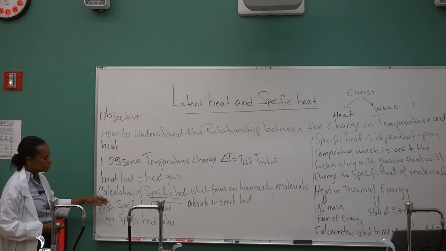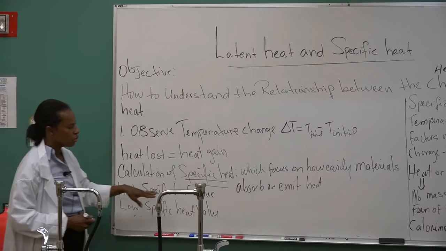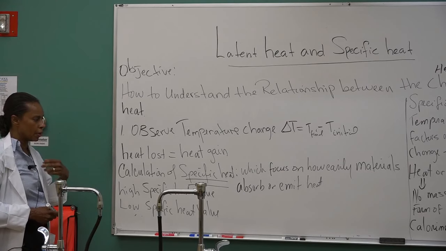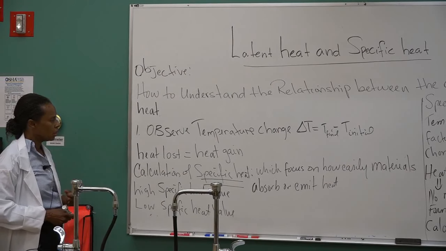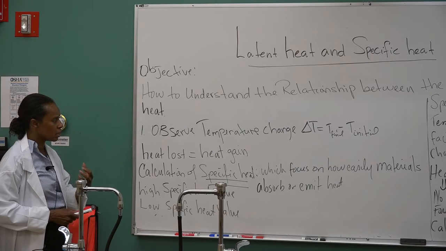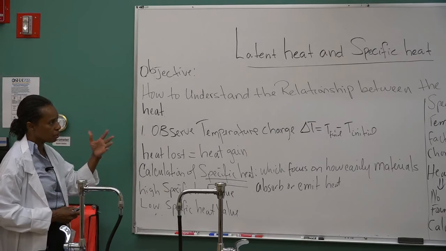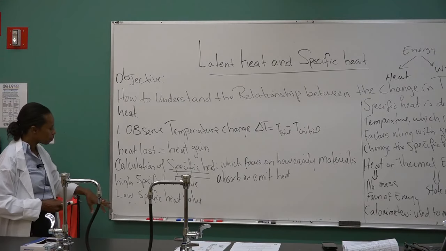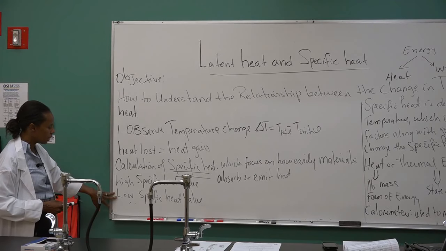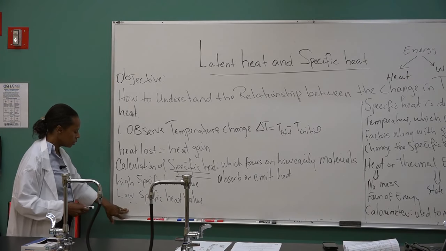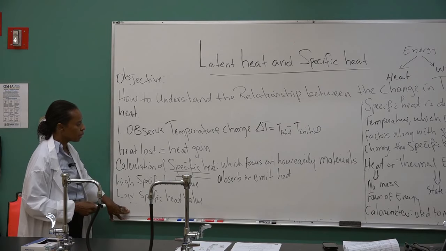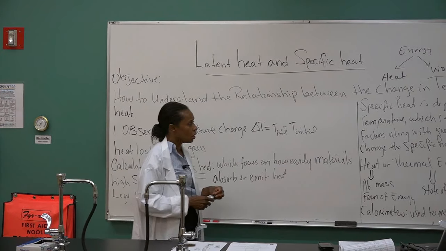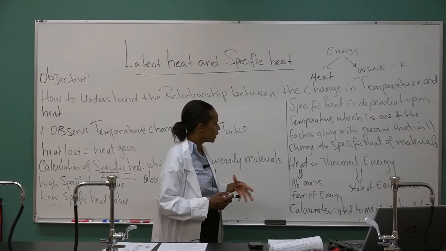We're going to be calculating the specific heat, which is going to be focusing on how easily materials absorb or emit, meaning release heat. Heat is being absorbed or being released, and so we're going to be looking at that as well, because when we talk about heat, we're talking about that chemical energy that is related to your materials. We're looking at some values for specific heat which are high, and some values are low. And this is all based on how easily the material is going to absorb the heat, or how easily the material is going to be losing the heat.